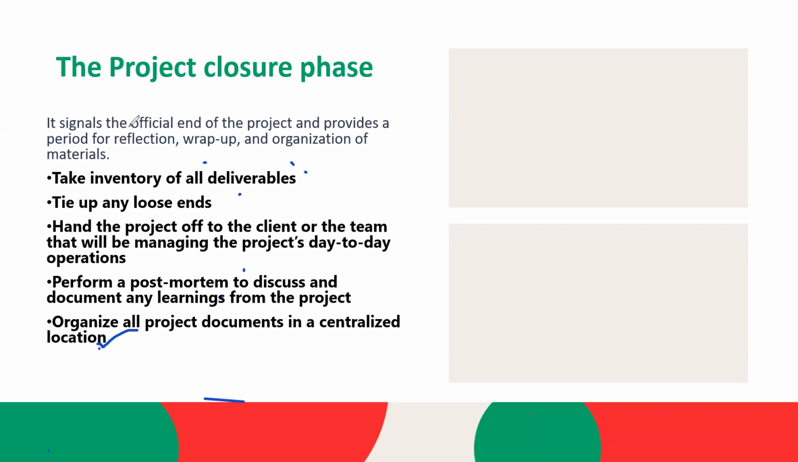It's a signal that it's the official end of the project. So once this phase ends, that means the project is done. And then if that client has a different project, then the entire team will move to a different project, or that team will look for a new project from a different client. So all these phases we have in our project development life cycle.